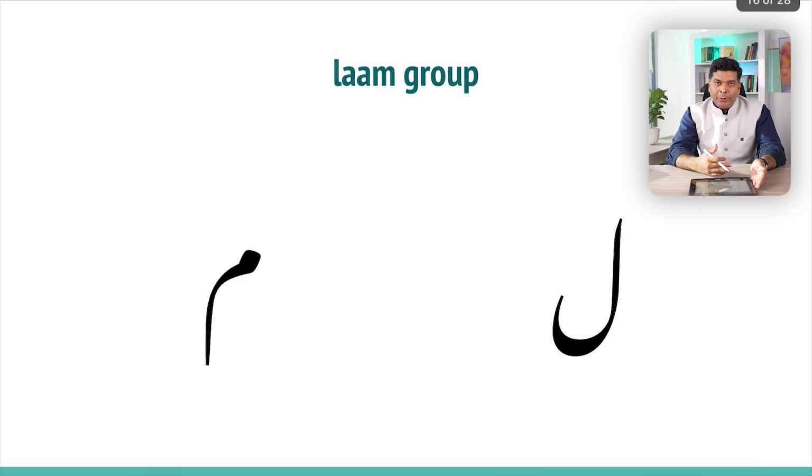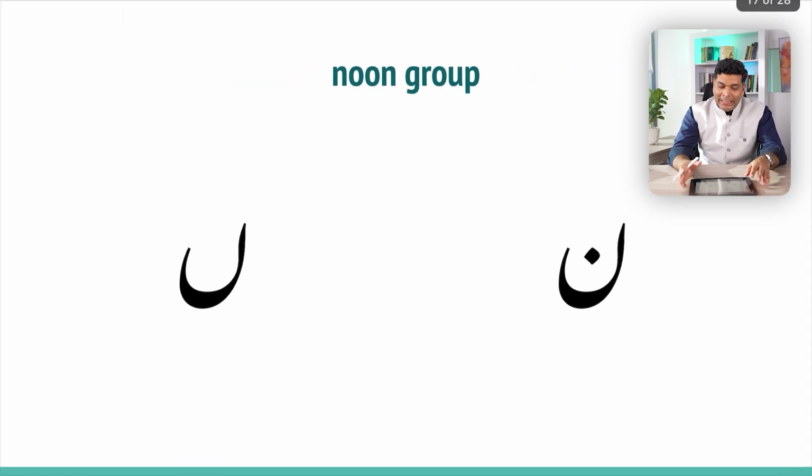You have the lam group, which has lam and meme, different. We have just grouped them together. They may not necessarily be very similar, but we've grouped them together as they stand next to each other. In the noon group, this is an important one. In the noon group, we have noon, but we also have a noon which is without nukta.